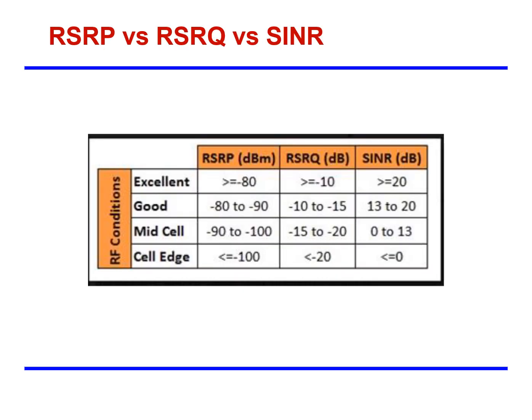The range of values for RSRP, RSRQ and SINR with respect to different RF conditions are tabulated here. For excellent RF conditions, RSRP value will be greater than or equal to minus 80, whereas at the cell edge it will be less than or equal to minus 100. The value of RSRQ will be greater than or equal to minus 10 if the RF condition is excellent, and at the cell edge the value will be less than minus 20. SINR will be greater than or equal to 20 for excellent RF conditions, whereas at the cell edge the value will be less than or equal to 0.